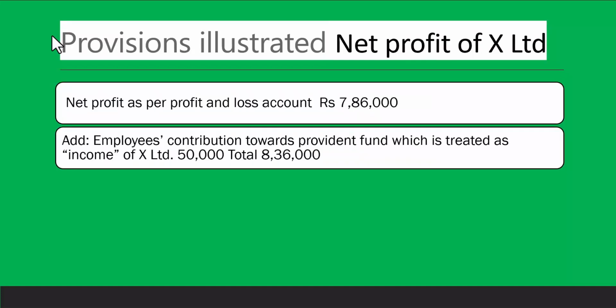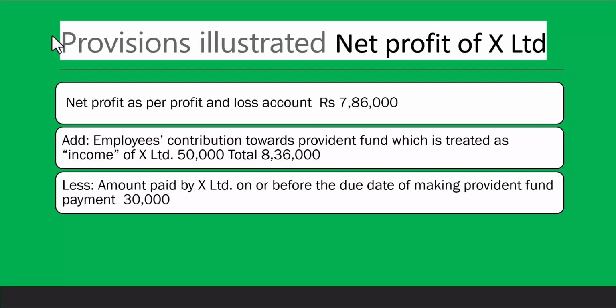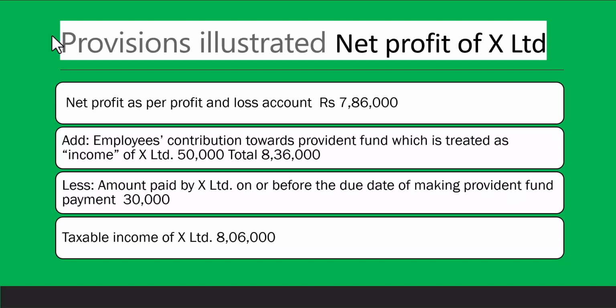Net profit as per profit and loss account is rupees 7,86,000. Employees' contribution towards Provident Fund, which is treated as income of X Limited, 50,000, total 8,36,000. Less amount paid by X Limited on or before the due date of making Provident Fund payment, 30,000. Taxable income of X Limited is 8,06,000.